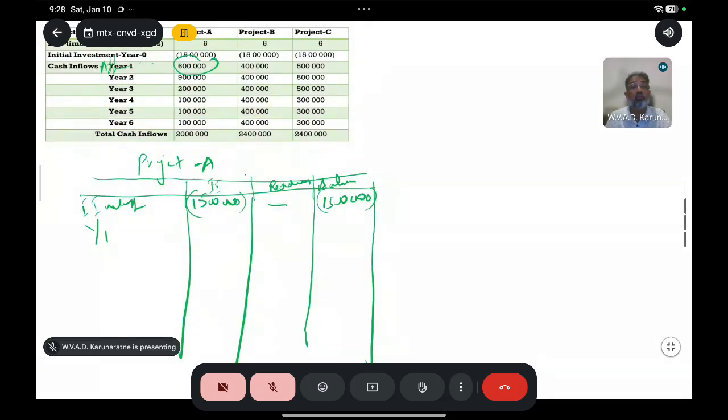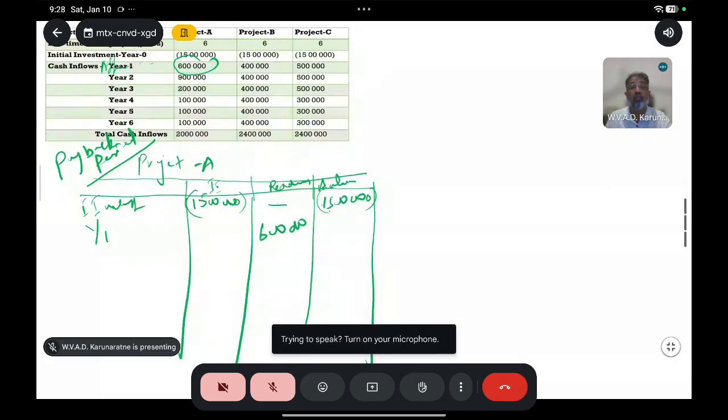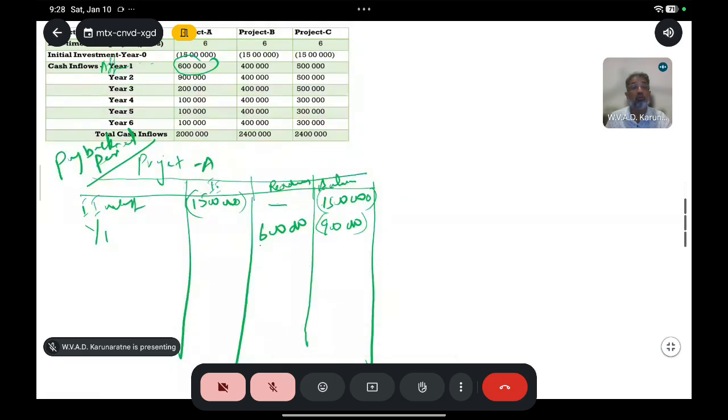So we are not going to discount under the payback period. That is not a discounted payback period. Payback period just considers the traditional method, right? Year one, recovery of 600,000. After recovering 600,000 from 15 lakh, 900,000 remains negative.